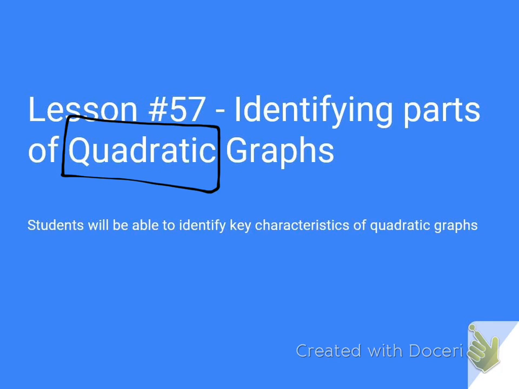So these are going to be graphs when we have x squared going on in our equation. So it could be like y equals x squared, or there's some other letters. We're going to talk more specifically about that in later lessons, but today we're just going to look at the graphs and see some of the key characteristics.